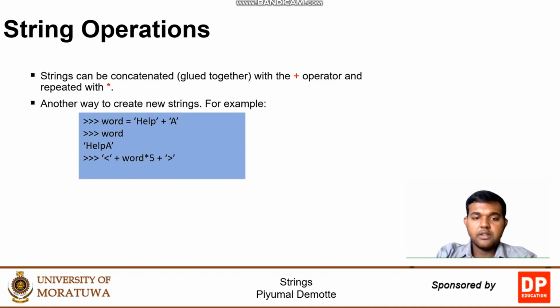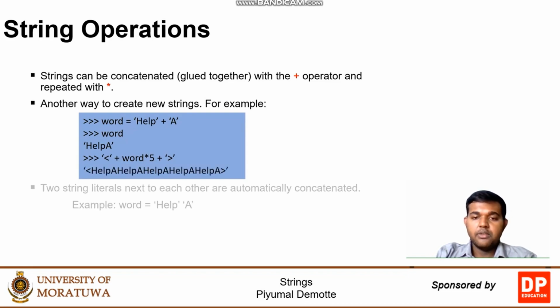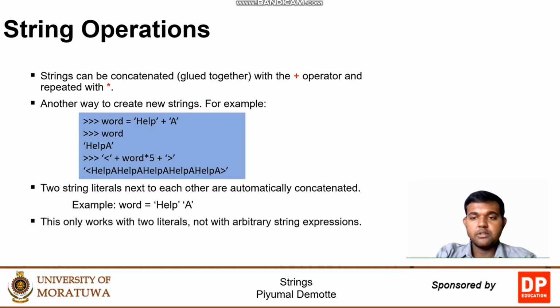Also, Python has another way of concatenation. If we place two string literals next to each other, those will be concatenated. But this would not work with arbitrary string expressions.